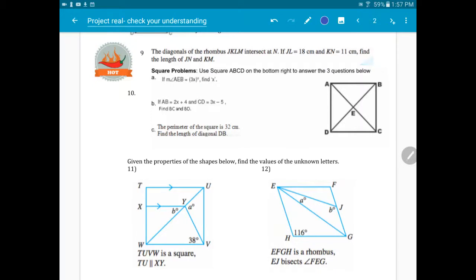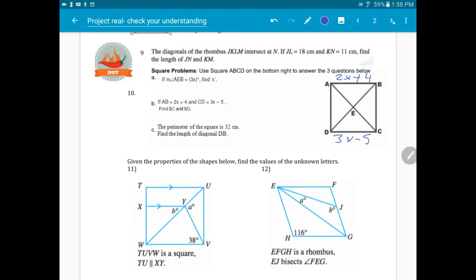Let's have a look at question 10 part B. If AB is 2x plus 4 and CD is 3x minus 5, let's just write those on where they go. 2x plus 4, 3x minus 5. We need to find the length of BC and BD.